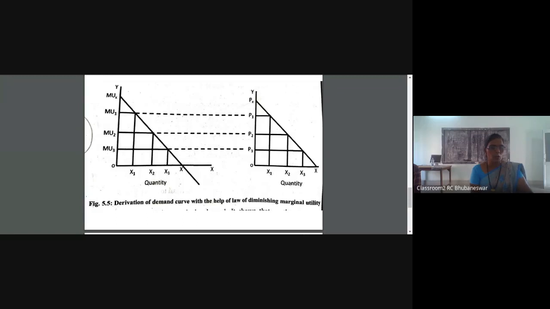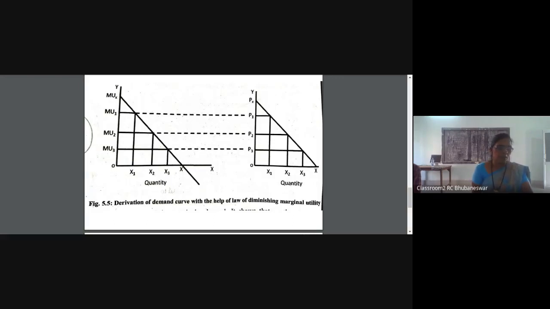of a commodity. When price decreases, we know that quantity demanded increases. So the demand curve is derived through the law of diminishing marginal utility. We saw a diagram here on page 102.